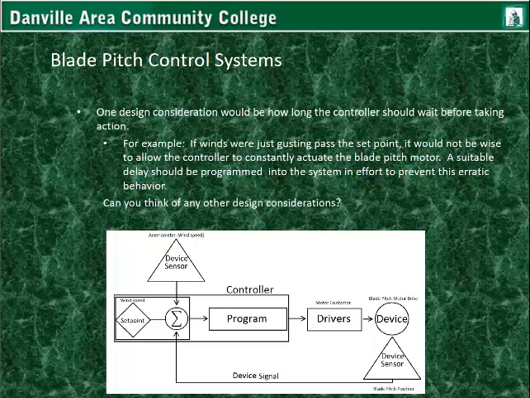So you wouldn't want it to constantly activate the pitch control motor, the motor drive, or the hydraulic system if it had a hydraulic system in it. You wouldn't want the controller to constantly activate it when the wind, say, would gust maybe 5 or 10 miles per hour for maybe a second or two. It would need to wait to make sure that the wind is either going to sustain that speed or it's just a wind gust.